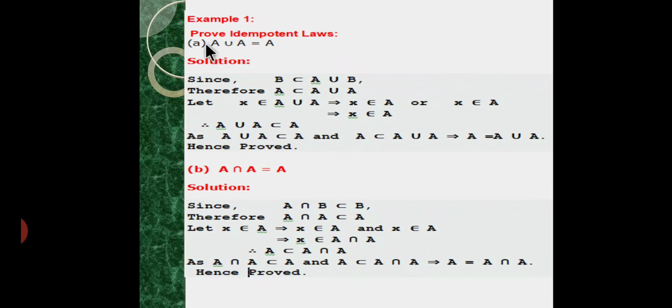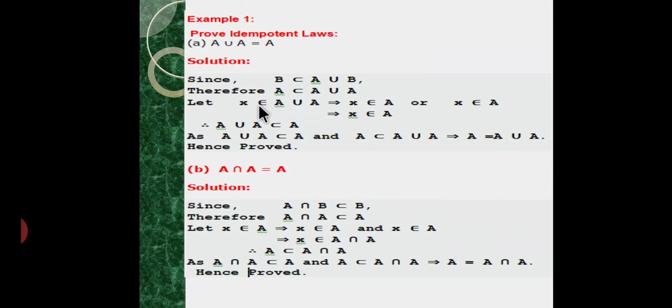First one, prove the idempotent law. In the idempotent law under union, A union A is equal to A. Since B is a subset of A union B, therefore from this condition, A is a subset of A union A. Using this condition, we consider A subset of A union A.